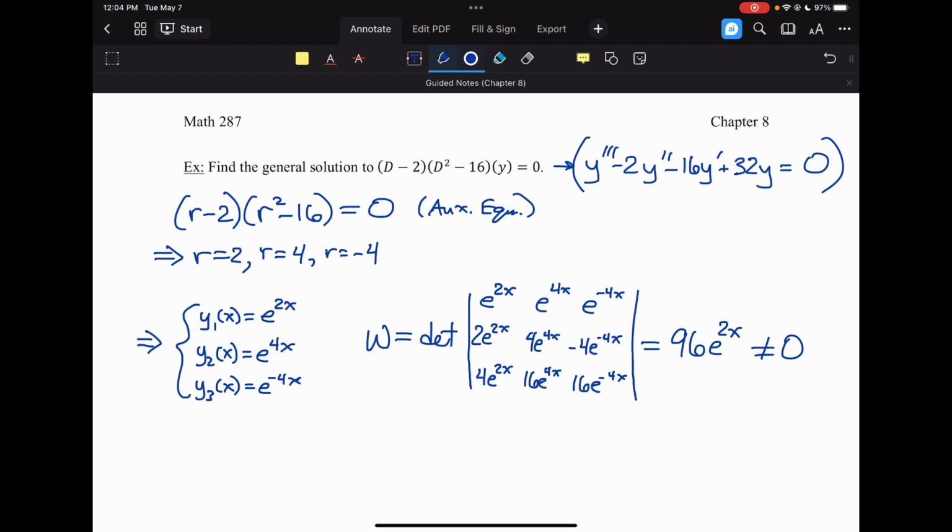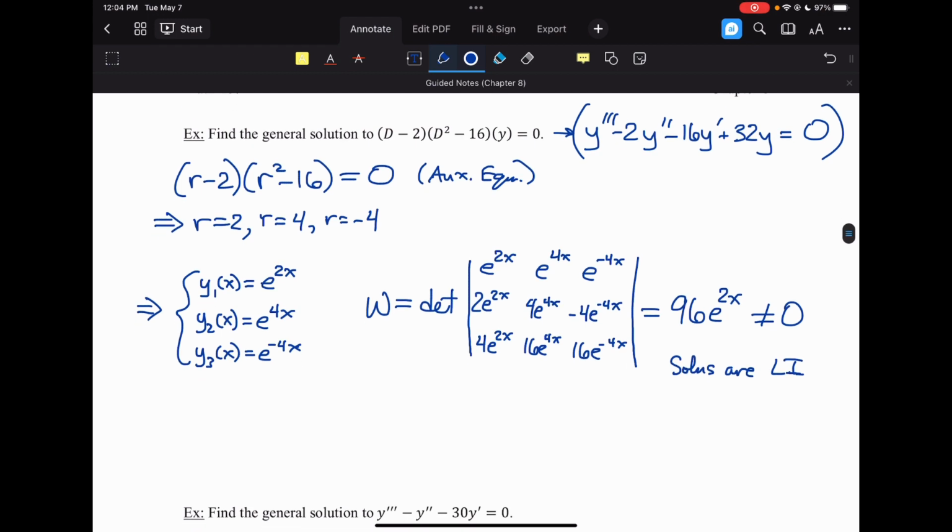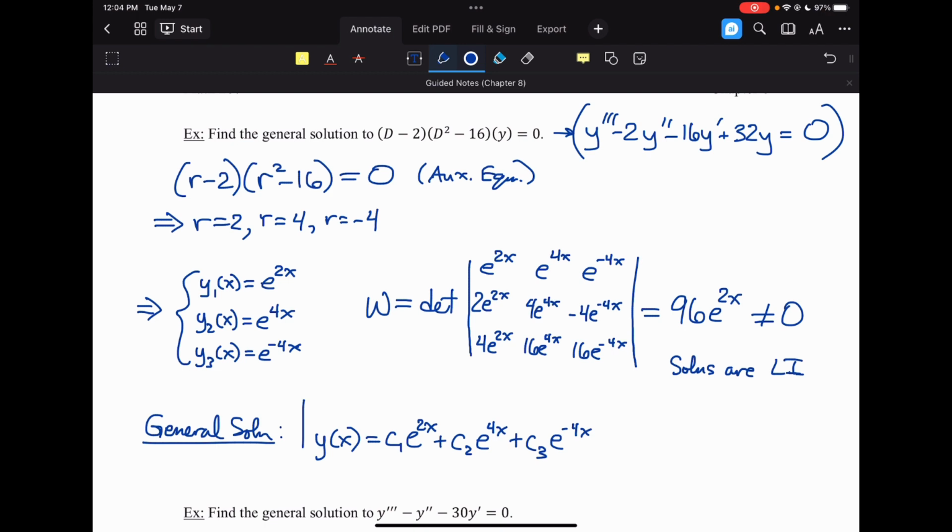So that means these solutions are linearly independent. In other words, we need all of them. There are no unnecessary dependencies here. So the general solution to the differential equation is going to be y of x equals c1 e to the 2x plus c2 e to the 4x plus c3 e to the -4x.